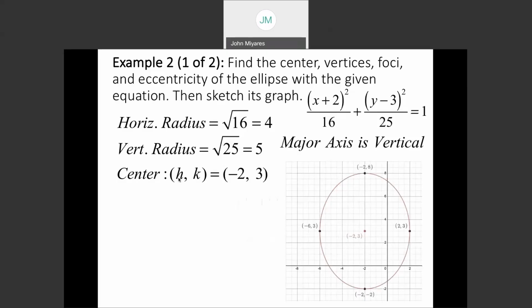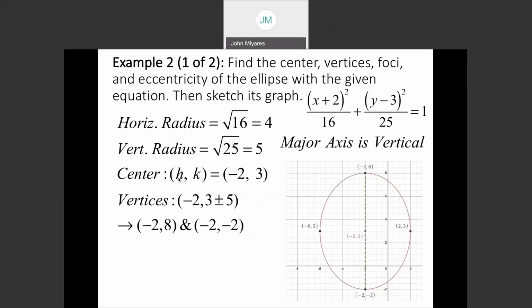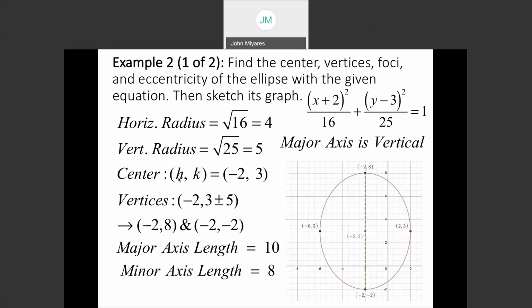Now we can see here that the major axis is going to be vertical. So the vertices are going to be those points on the ends that are 5 units above and below the center. These will be the points (-2, 8) and (-2, -2). Now, based on the values of a and b given, the major axis length is going to be 10 and the minor axis length is going to be 8.